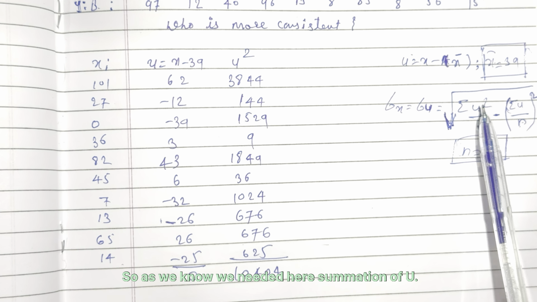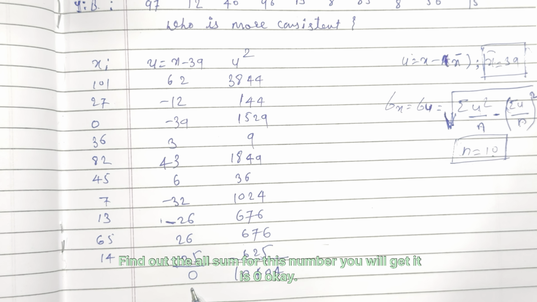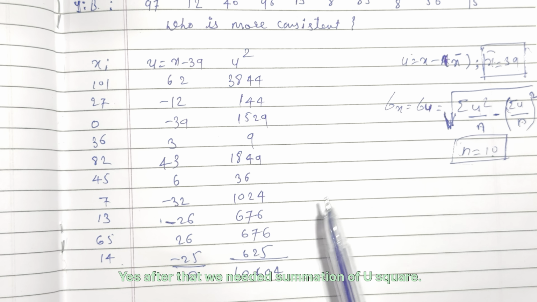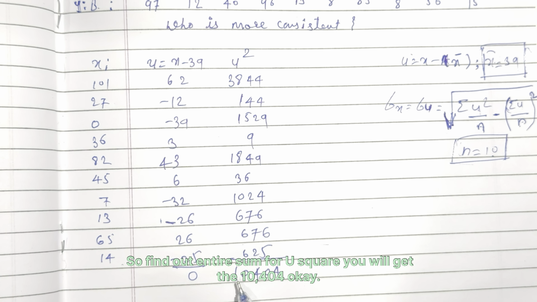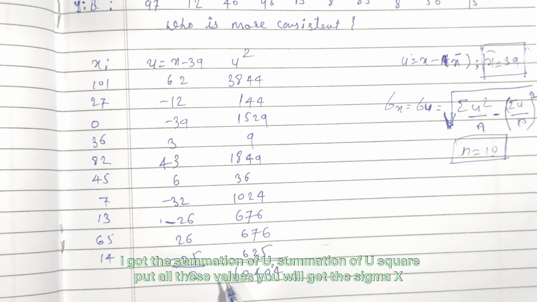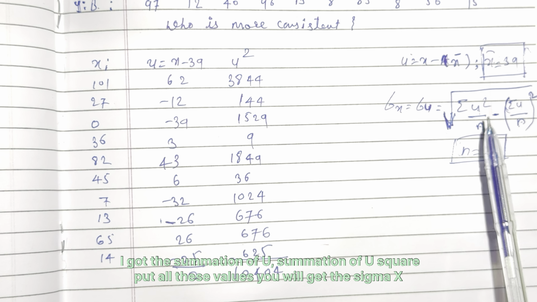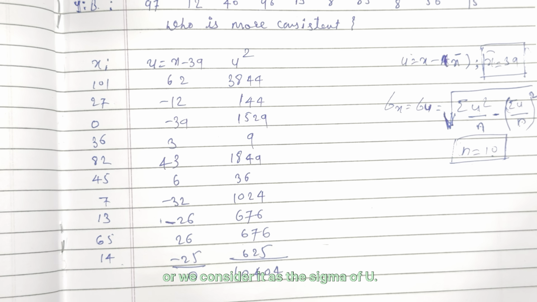So as we know, we needed here the summation of u. Find the sum of all these numbers, and you will get 0. After that we needed the summation of u square, so find the entire sum for u square, and you will get 10,404. Yes, the summation of u square over here. I got the summation of u square. Put all these values in, and you will get the sigma x, or we consider it as the sigma of u.